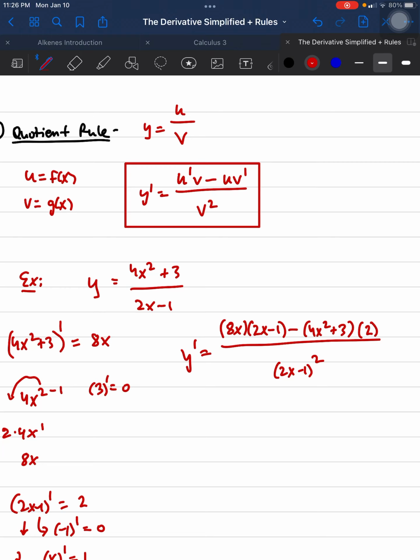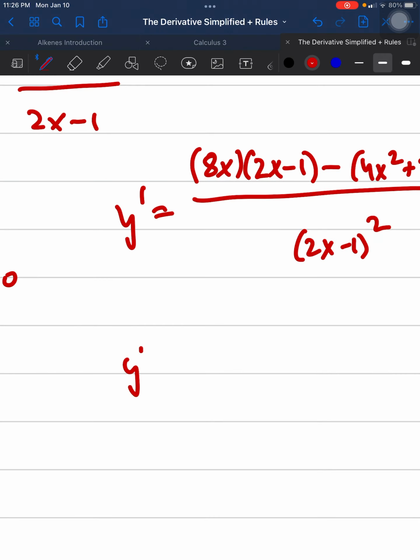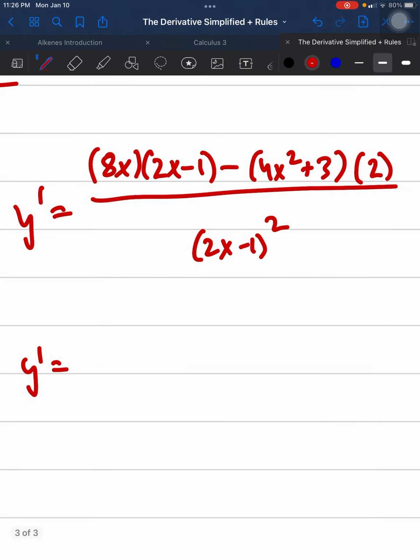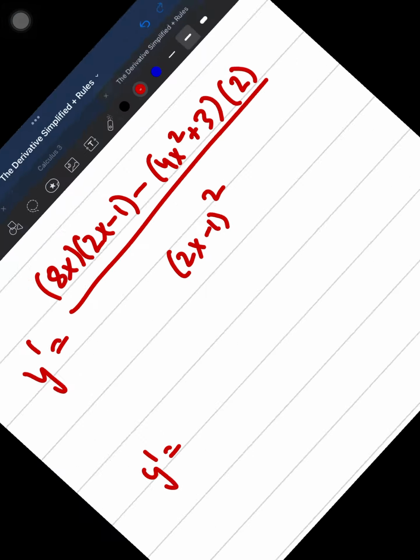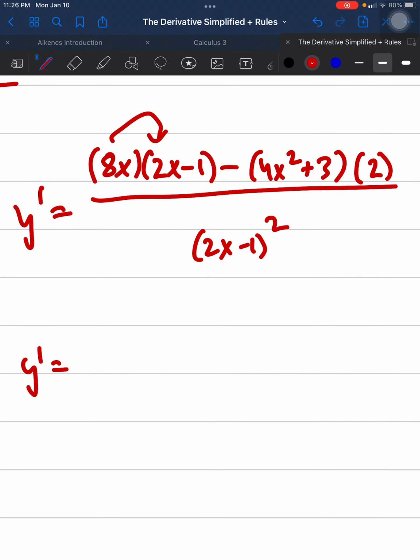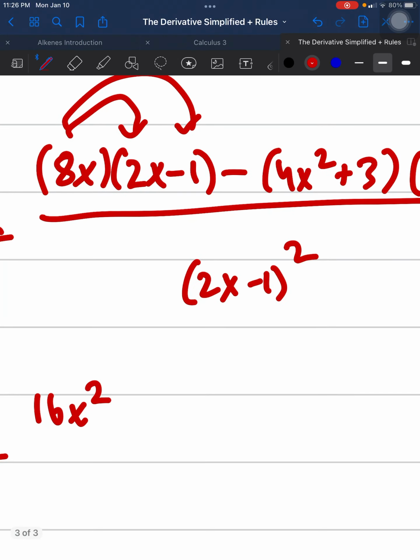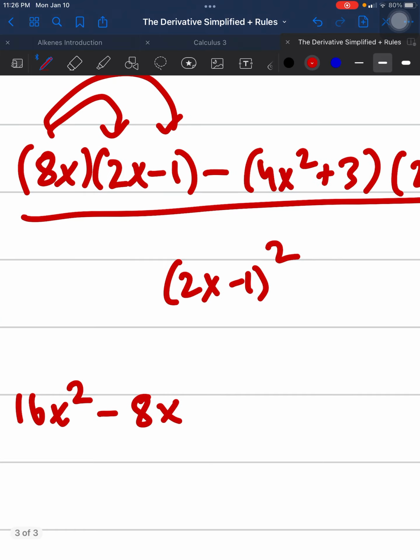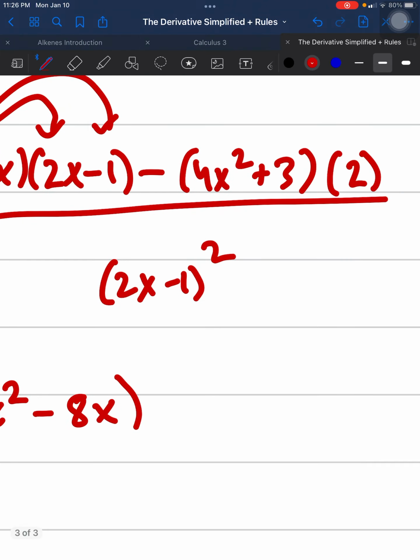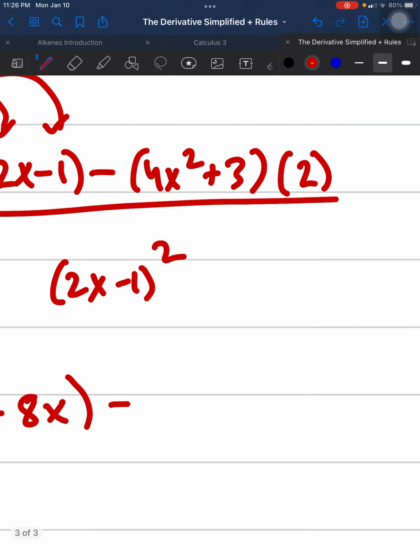And we could leave the derivative just like this, but once again, I would say simplify. I consider simplest form the best form, I guess. So first things first, in order to simplify, we multiply these products out. So 8x times 2x is just going to be 16x squared. 8x times -1 is just minus 8x. And we keep this in parentheses so we don't make any mistakes.